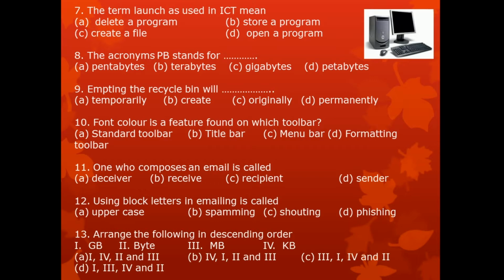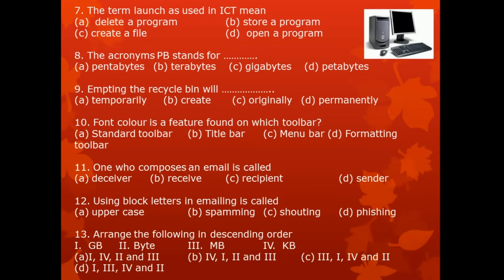Question 13. Arrange the following in descending order. I, gigabyte; II, byte; III, megabyte; then IV, kilobyte. So I is gigabyte, II is byte, III is megabyte, then IV is kilobyte. Arrange them in that order as you see on your screen.